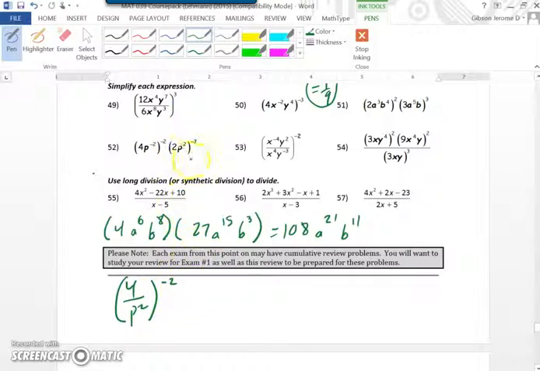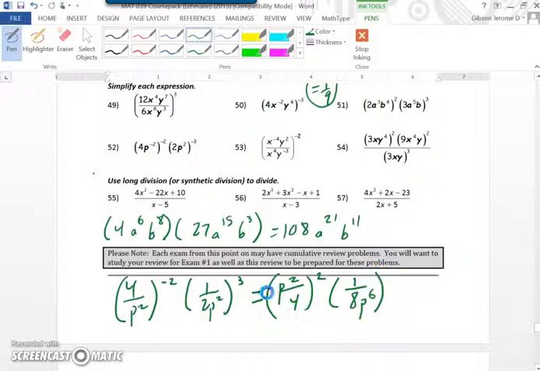Well, we could do this. If this exponent is negative, we'll make this 1 over 2p squared to the 3rd power to make that exponent positive. Now, since this exponent is negative, to make it positive, it'll be p squared over 4. And that'll be squared. 1 to the 3rd power is 1, 2 to the 3rd is 8, p squared to the 3rd is p to the 6th.